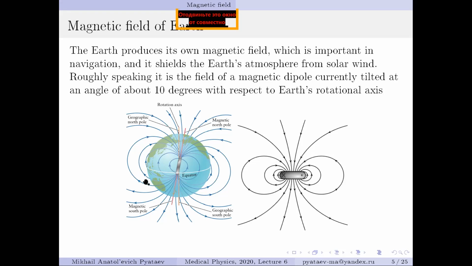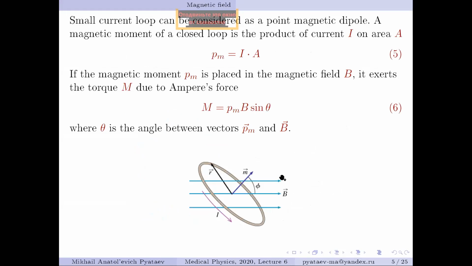And what does the magnetic field look like in space? What is the shape? The shape of this field is similar to the shape of a field of a so-called point magnetic dipole. We have studied an electric dipole, which consists of two point charges with different sign and the same absolute value. In case of magnetic field, the elementary point magnetic dipole can be considered as a small current loop. So here we can discuss it.